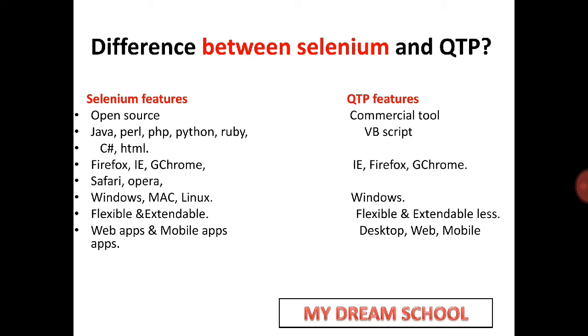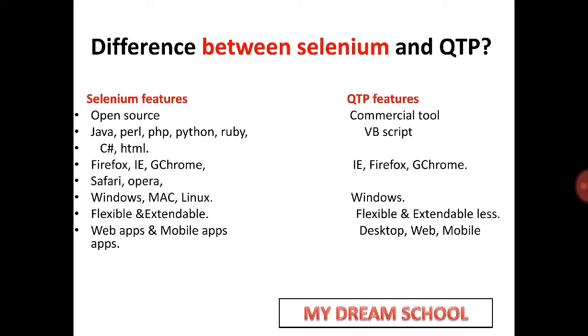Next, the difference between Selenium and QTP. As we discussed previously, Selenium is an open source tool and QTP is vendor supported, that is HP. So Selenium is open source and QTP is a commercial tool. Selenium supports several languages, that is Java, Perl, PHP, Python, Ruby, C# and HTML. But coming to QTP, it supports only VB script. So whatever script you are going to write, definitely we have to use VB script. And it supports multiple browsers, Firefox, IE, Google Chrome, Safari, Opera. But here, IE, Firefox and Google Chrome.